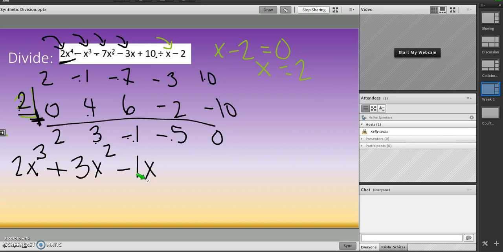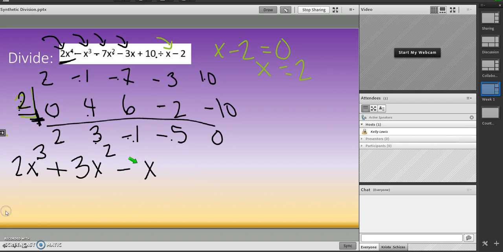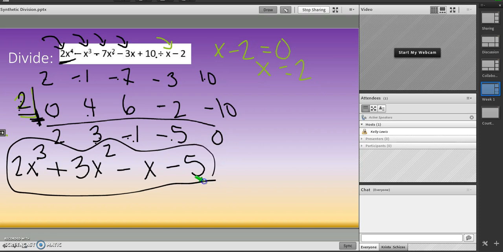1x. If you wanted to leave it and just write minus x, that's totally fine. Then we have minus 5, and there's no remainder. So this is the resulting polynomial. Okay, and then just FYI, the remainder is 0. So therefore, x minus 2 is the 0. And that means x minus 2 is a factor.